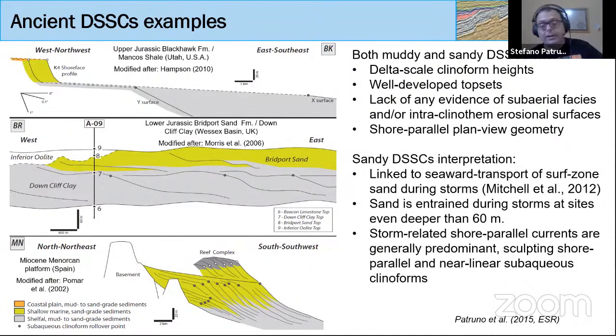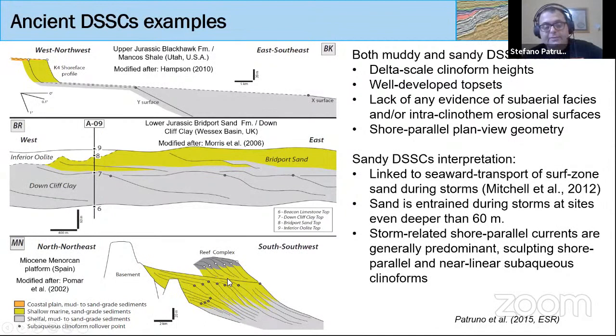And in plan view, if you have 3D seismic, you can map it in plan view. It must be a shore-parallel and more or less linear plan-view geometry. You can see here some examples from different areas: the UK Jurassic, here it's Utah, based on outcrops. And this is actually, interestingly, from a carbonate system as well. Carbonate systems can also show delta-scale subaqueous systems, because this part of the area is shallow marine sand-grade sediment. It will be oolites, for example.